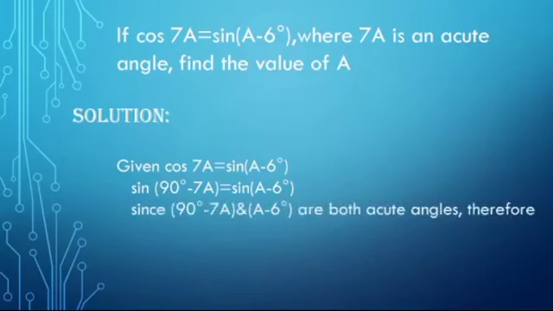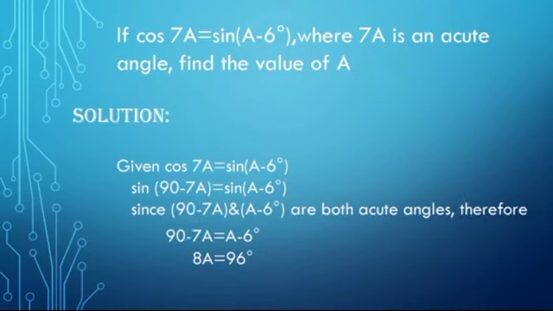Since 90 degrees minus 7A and A minus 6 degrees are both acute angles, therefore 90 degrees minus 7A is equal to A minus 6 degrees. Here transpose minus 7A and transpose minus 6 degrees from the RHS. Then we get 8A is equal to 96 degrees, which gives A is equal to 12 degrees.